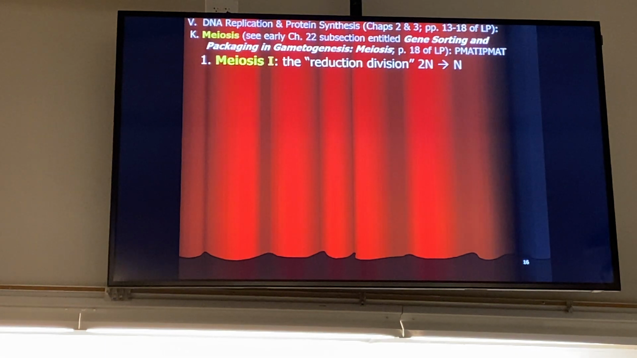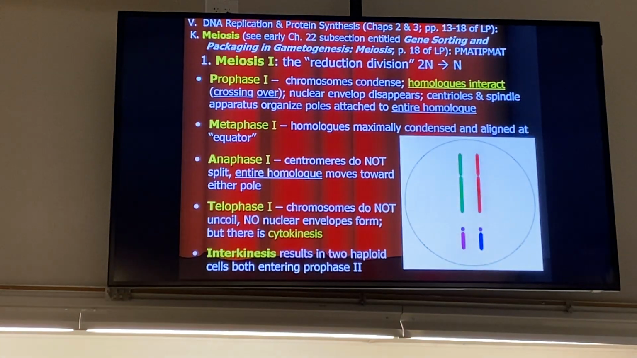All right, let's do meiosis 1 first. This is the freaky one. And we can call this the reduction division because it is going from diploid to haploid in the first division. Reduction division. Go ahead and fill in the blanks here.